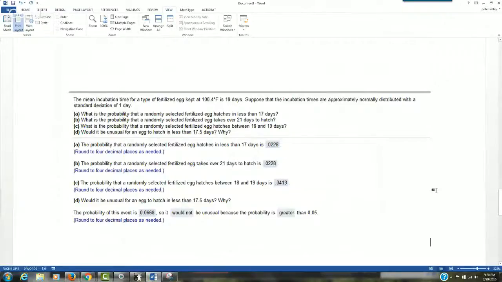All right, the mean incubation period for eggs kept at 104 is 19 days. Suppose the incubation period is normally distributed with a standard deviation of 1. Okay, so a mean of 19 and a standard deviation of 1. What's the probability that a randomly selected egg hatches in less than 17 days? Okay, so it's asking about a probability, and it gives me a mean and standard deviation, so it's asking us to use norm CDF.